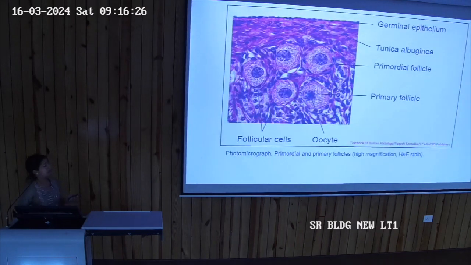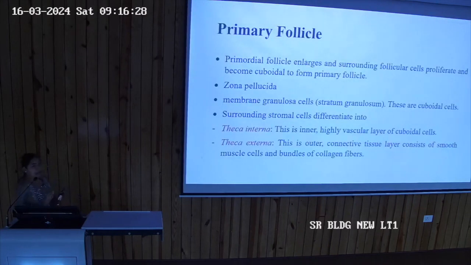Moving on to the primary follicle. How will you differentiate it from the primordial? It will increase in size. The primary follicle will increase in size from the primordial follicle and the epithelium will also change. The primordial follicle enlarges, the surrounding follicular cells proliferate and become cuboidal to form the primary follicle. So it was squamous in primordial. Now they have changed to cuboidal to form a primary follicle, and they have increased in size. So there is a differentiation of size also.